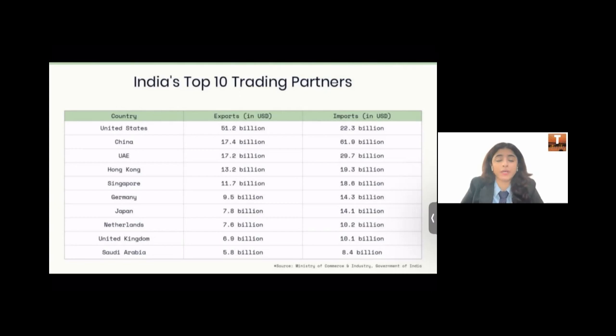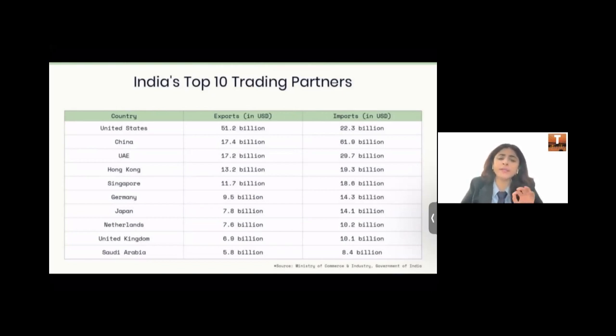Ninth comes the UK, United Kingdom. Despite recent changes due to Brexit, the United Kingdom remains an important trade partner for India. The trade between the two countries includes sectors like textiles, machinery, pharmaceuticals, and information technology services. Last but not the least, Saudi Arabia. Saudi Arabia is a crucial trading partner for India in the Middle East region. The trade relationship is centered around petroleum products, chemicals, textiles, and engineering goods.